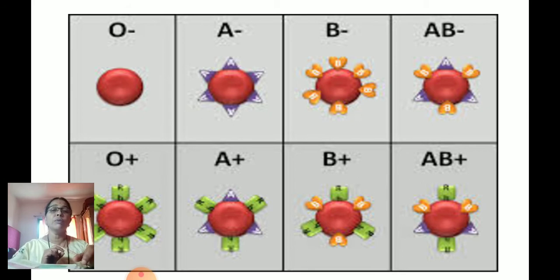B positive means the RH group is present. B negative means the RH group is not present. So that way the human beings are classified.